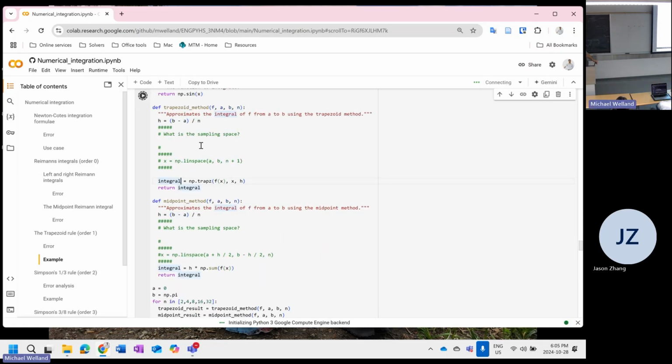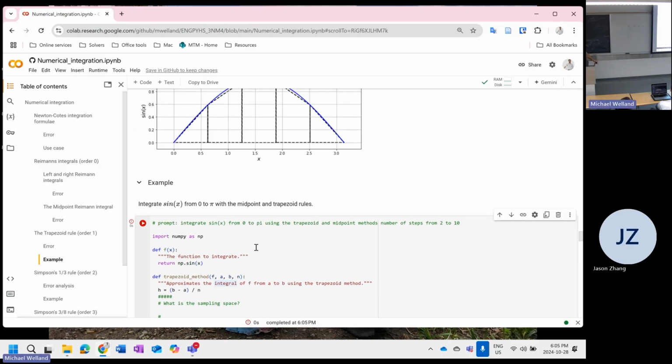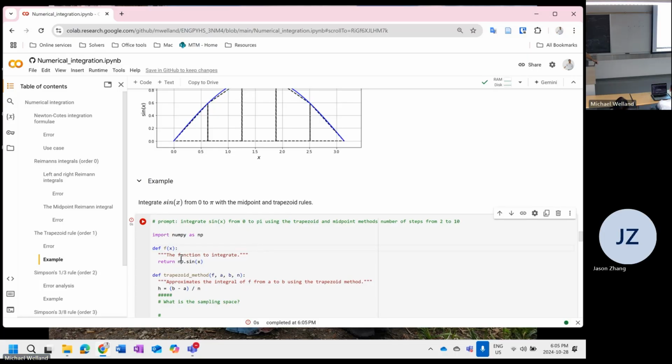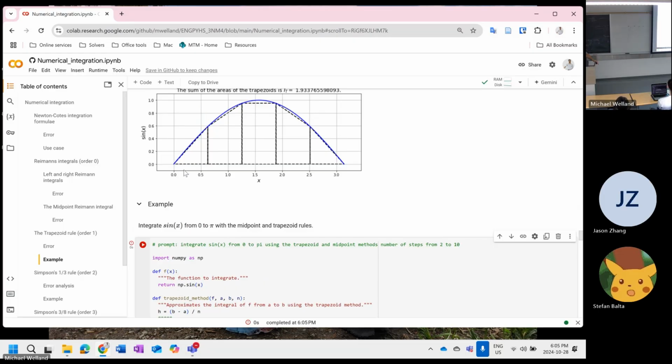So I put in a little testing thing here. We're going to run this test. We're going to calculate it using the NumPy functions, and we're going to see which one is more accurate, okay? So f of x is sine, trapezoid method. Here's our step size. What is the sampling space between A and B? What would you have to put in for the sampling, for your x values for trapezoid? Anybody have any ideas?